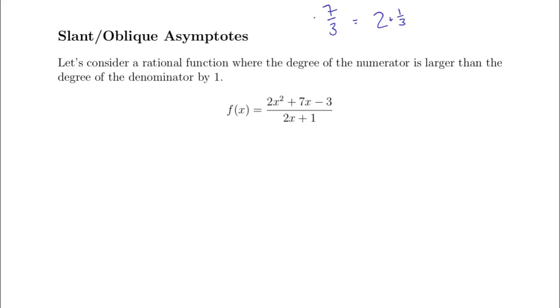We know that because 7 divided by 3 is 2 with a remainder of 1, right? So what we can do here is the same thing. We can do some polynomial long division. Oh boy, that sounds scary.